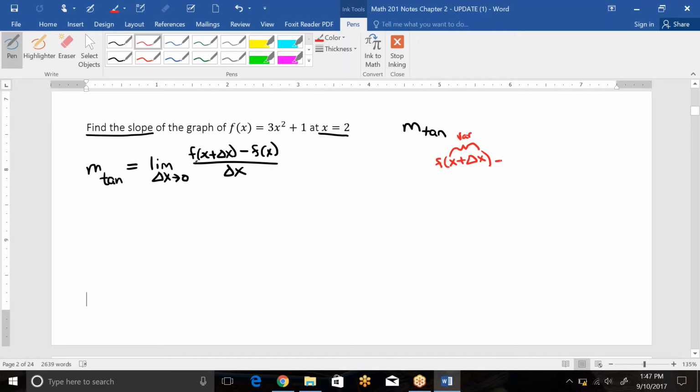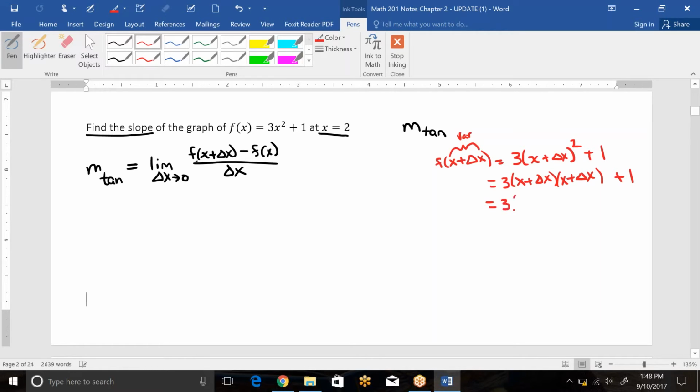So we say 3 blank squared plus 1. That's our function with the variable pretty much removed and replaced as a blank. Inside that blank, you're going to put x plus delta x. So since it's being squared, we need to write it twice and FOIL it. So x plus delta x times x plus delta x, and then bring down the plus 1.